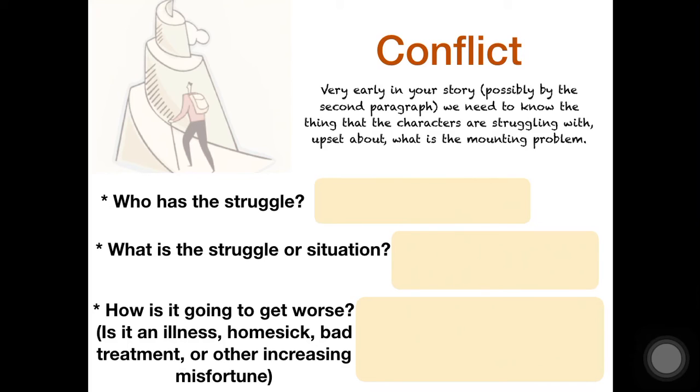All right. If you're going to write about Native Americans and the Trail of Tears, then who has the struggle is going to be your character that is being kicked off of their land, and their struggle is this horrible trip that they're taking, and they don't even know where they're going, and the increasing misfortunes, or maybe all the bad things that are happening to them from the white man that is kicking them off their land. So those are some examples of how you would fill out the conflict.